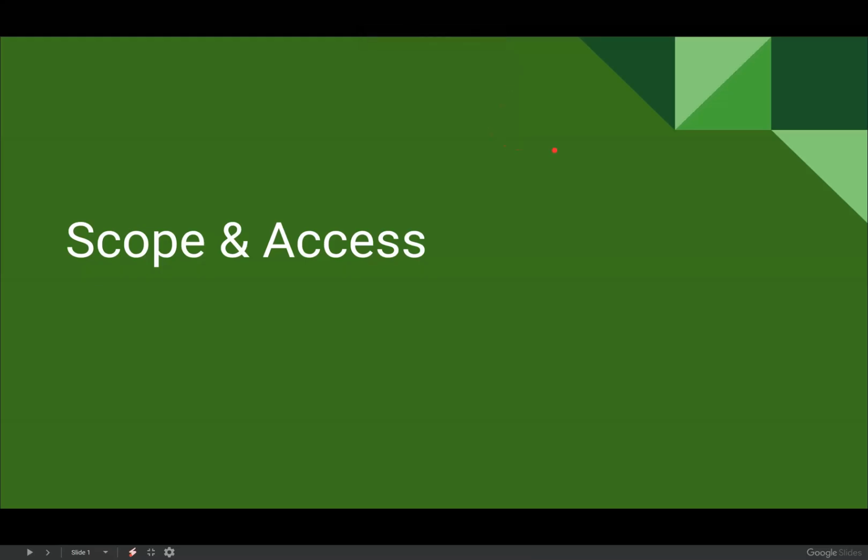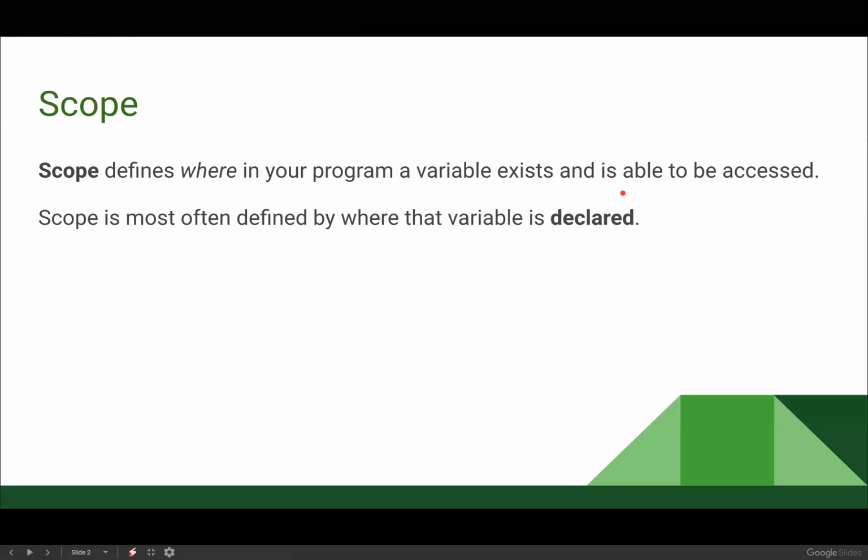All right, we are talking about scope and access today. So scope is going to define where in your program variables exist and are able to be accessed. So where you can use a variable in your program. And this is most often going to be defined by where that variable has been declared. So where you make that variable is going to tell you where it's able to be used.